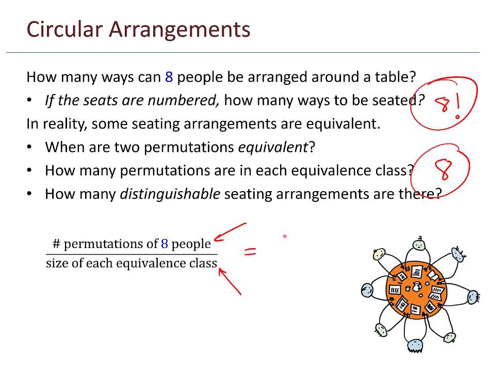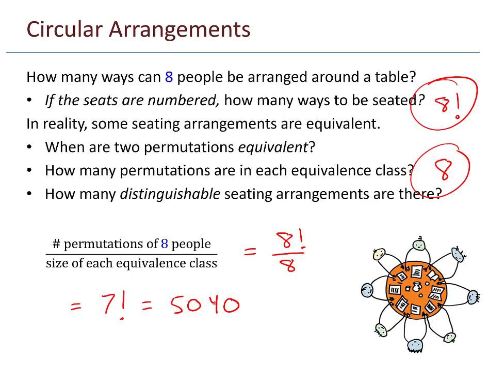This gives us 8 factorial over 8. Now, 8 factorial over 8 happens to equal 7 factorial. Do you see that? You just cancel the 8's. And that solution is 5,040. There is one other way to think about this problem.